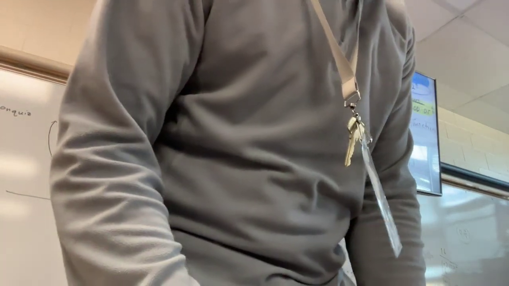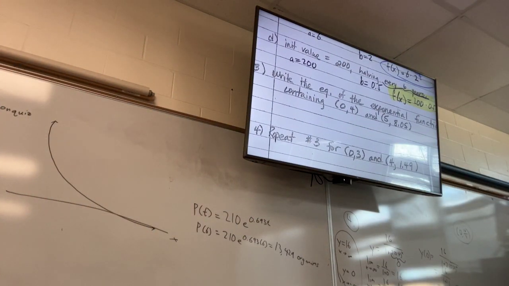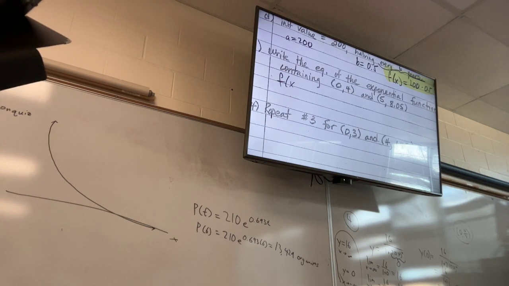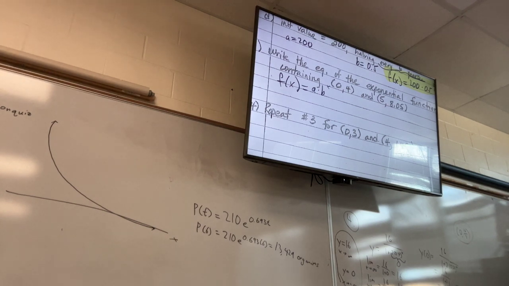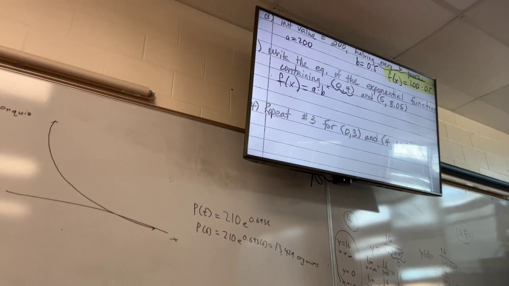Now write the equation of the exponential function containing these 2 points. All right, we did something very similar to this for 3.1. So my general form is f of x equals a times b to the x, okay? To find a, you plug in the initial value, that's the y-intercept. Plug in that y-intercept point here. So plugging those in, we get 4 equals a times b to the 0, which is just equal to a. So a equals 4.